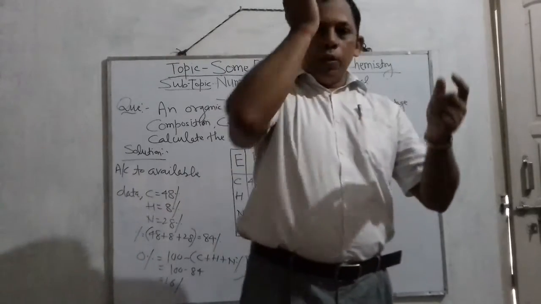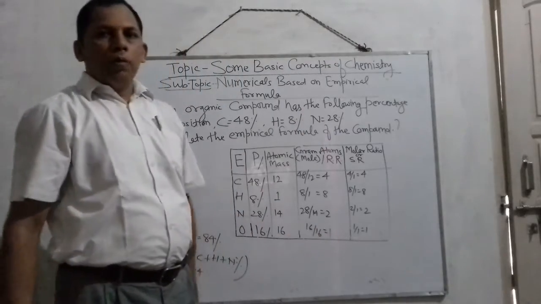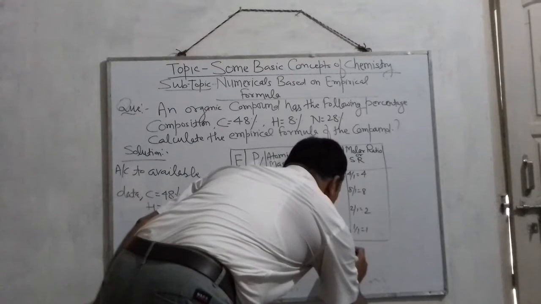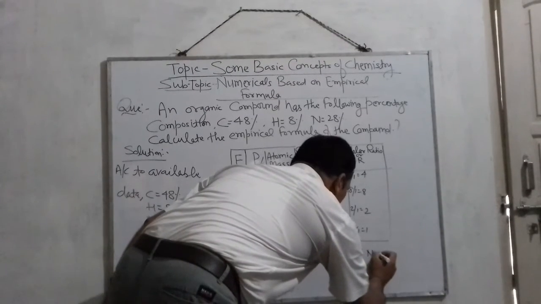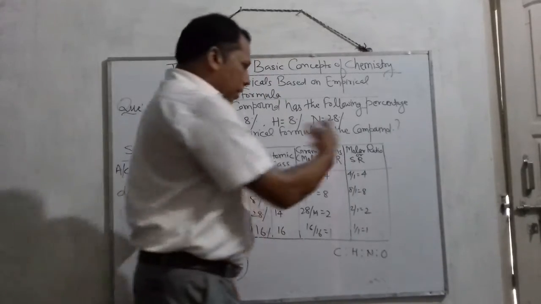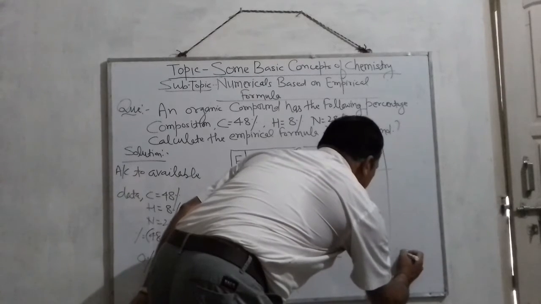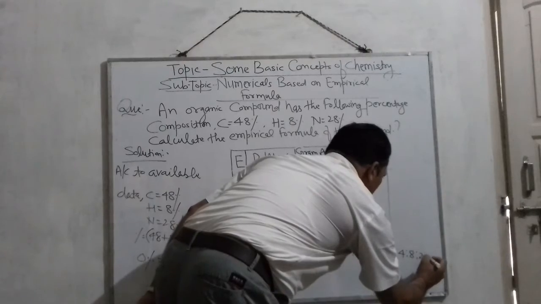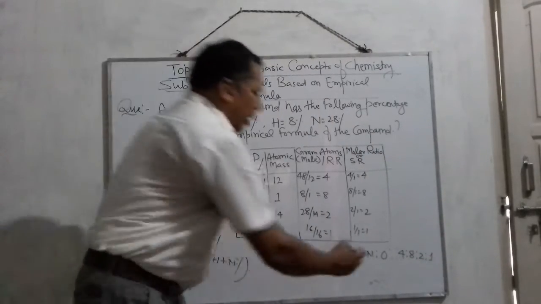So, as I have taught you earlier, how the empirical formula of the compound is written. First write the symbol of all the elements, that is carbon, hydrogen, nitrogen and oxygen. And also write there the simple ratio which we are obtaining here. So that is 4 is to 8 is to 2 is to 1. Okay, children?